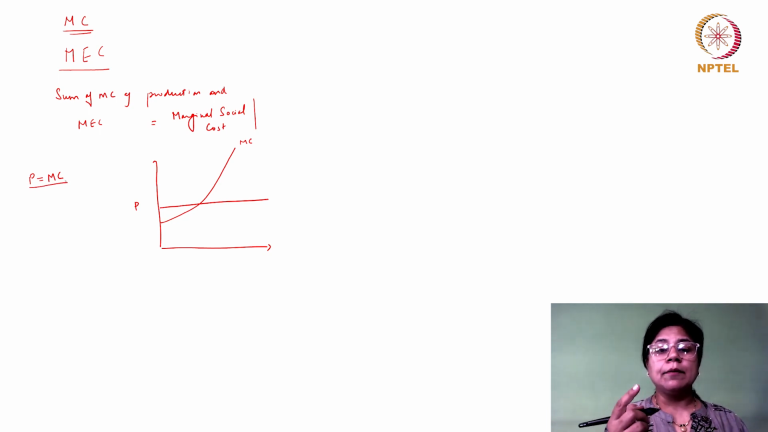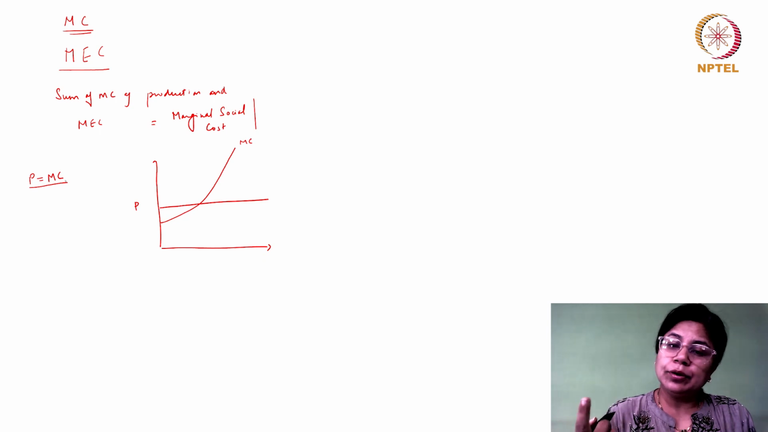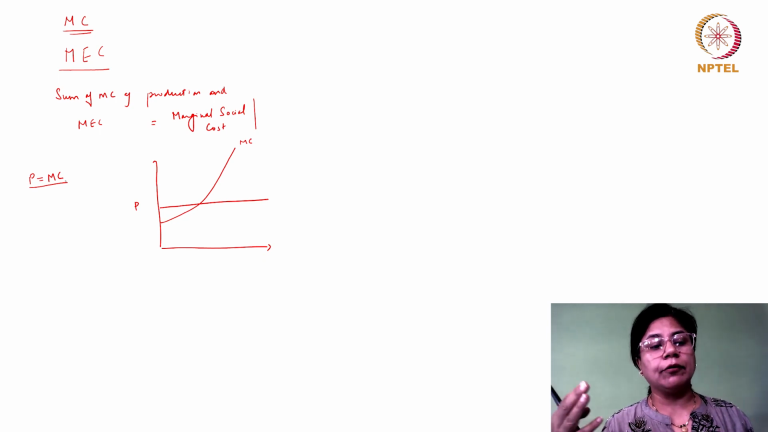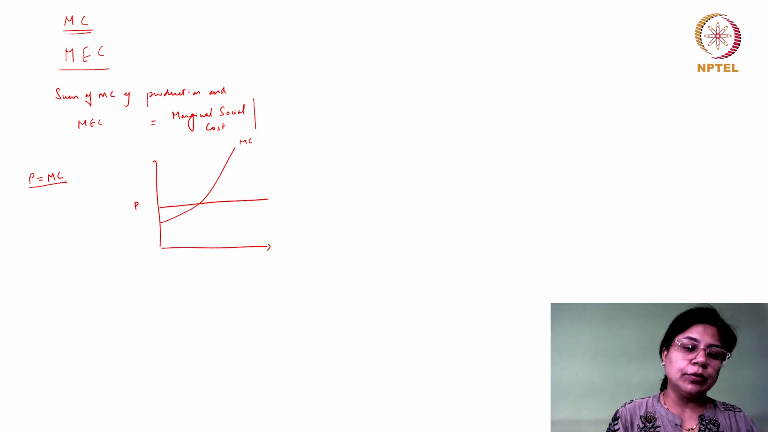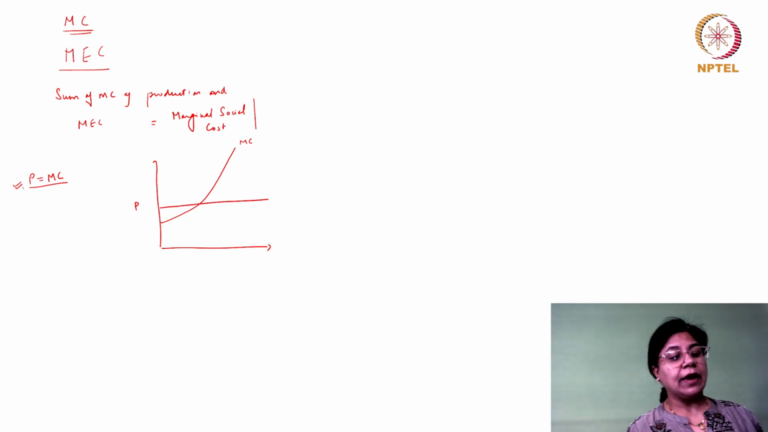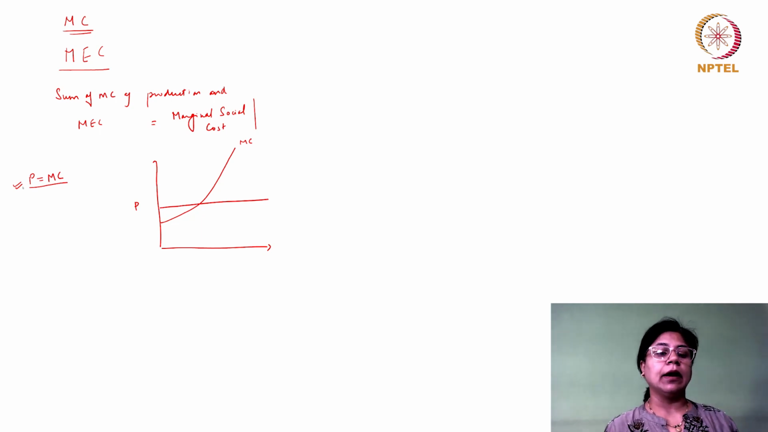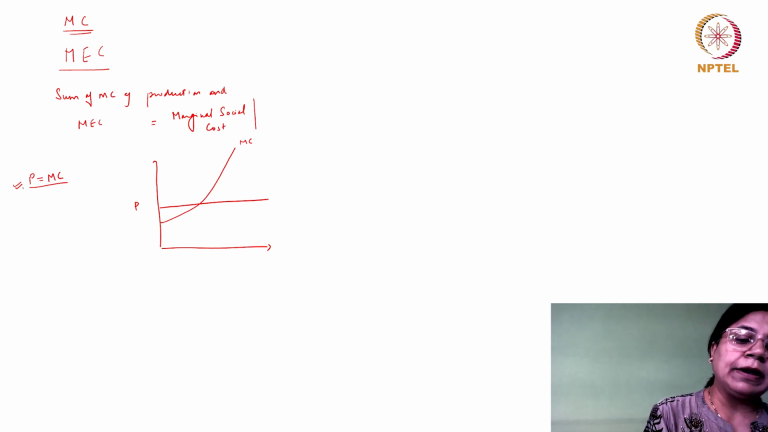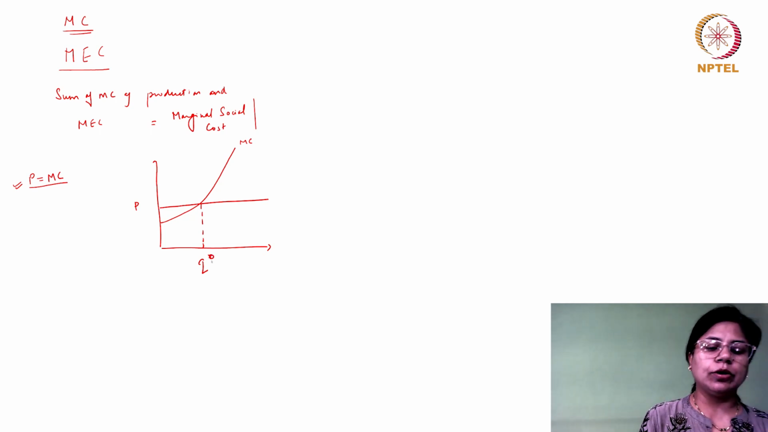So what is the price? Price is the benefit added to a producer when they sell one more unit of the output, and marginal cost is the cost imposed on a firm when they increase the output by one more unit. So intuitively it also makes sense that the firm will decide the output to be produced where price is equal to the marginal cost. Based on that, you will see that the individual firm will decide to produce at, let us say, Q naught.